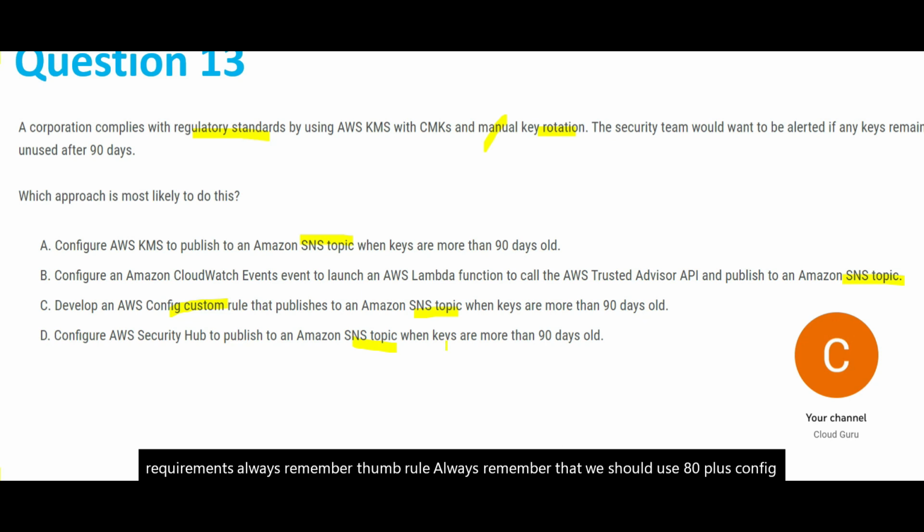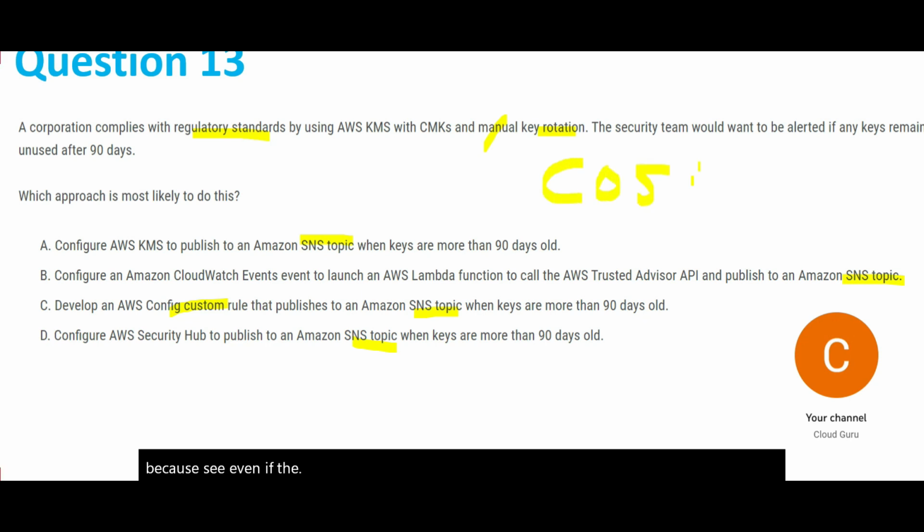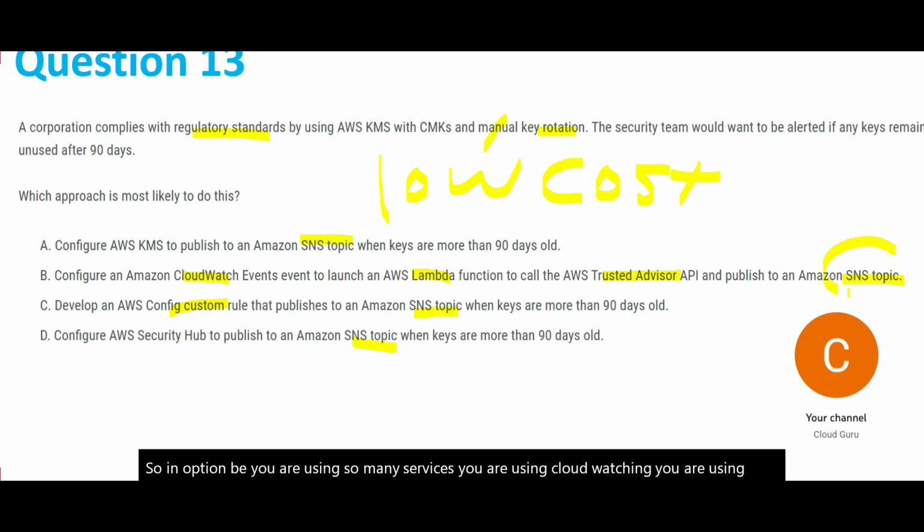If you see option B, this is grossly wrong. Why are we saying grossly wrong? Because even if the question talks about cost or not, you always have to choose an option which has low cost. Okay, so in option B, you are using so many services. You are using CloudWatch, Lambda, Trusted Advisor, and then you are also using SNS topic. 4 services. This will increase the cost. It is not a low cost solution.